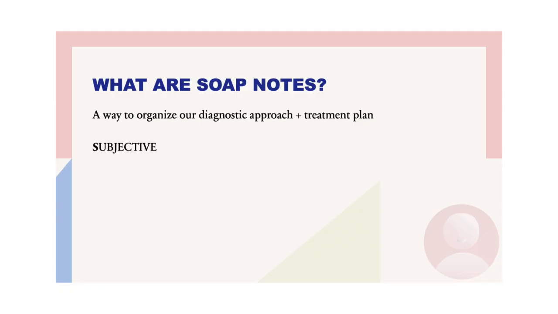So the S stands for subjective. That's everything that the patient's reporting to you. O stands for objective. That's any type of diagnostic test result that you're reviewing and anything that you find on physical exam. Assessment is essentially your differential. What have you thought of? What have you ruled out? What have you ruled in?